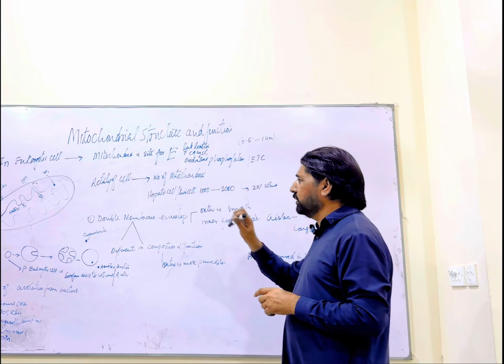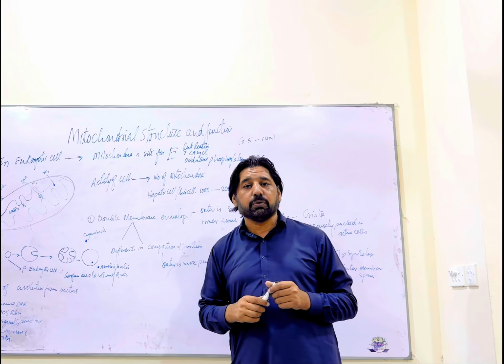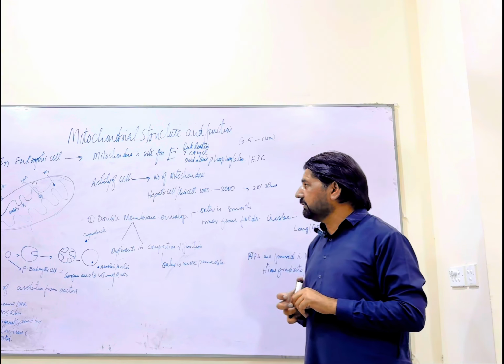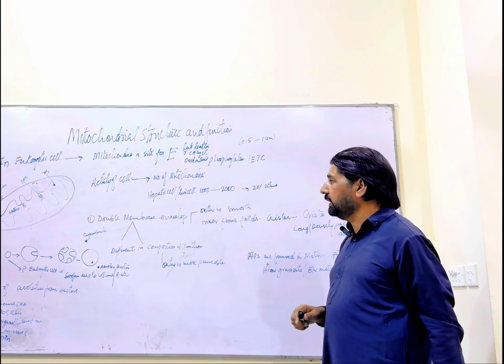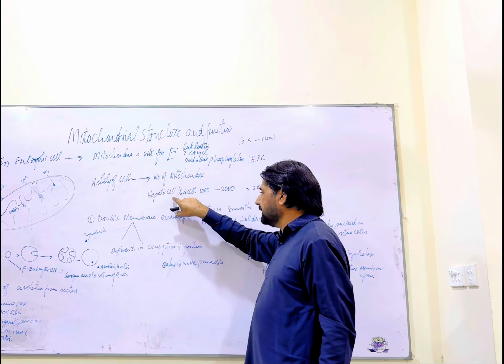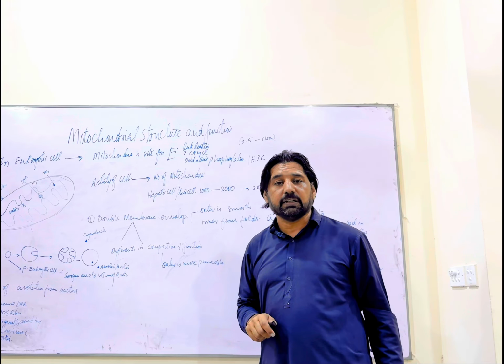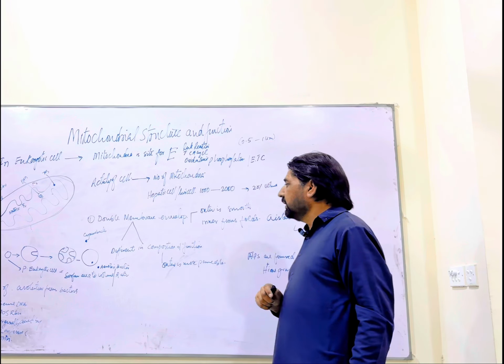Now we say each eukaryotic cell contains mitochondria. The number of mitochondria depends upon the activity of the cell. Different cells of the tissues have different numbers of mitochondria depending upon their activity. A hepatic cell, like a liver cell, contains 1,000 to 2,000 mitochondria in each cell. Mitochondria occupy 25% of the volume of the cell.